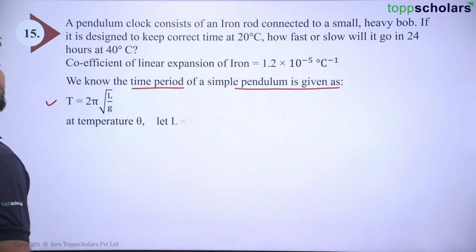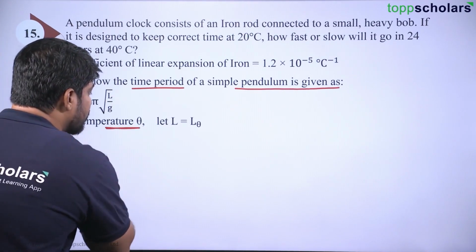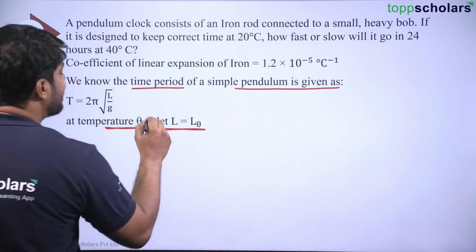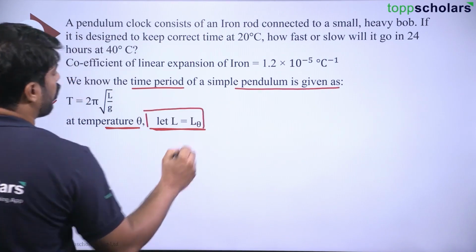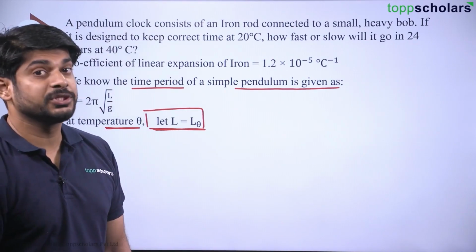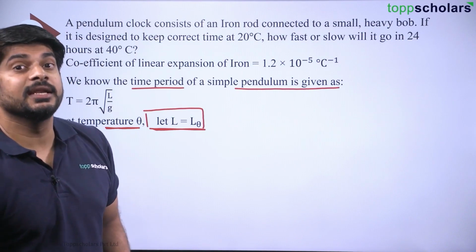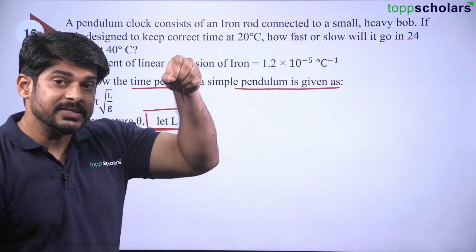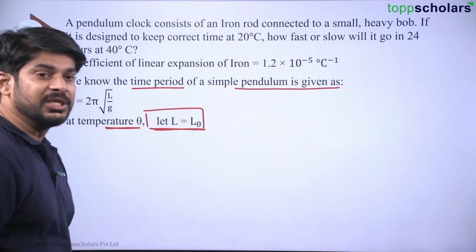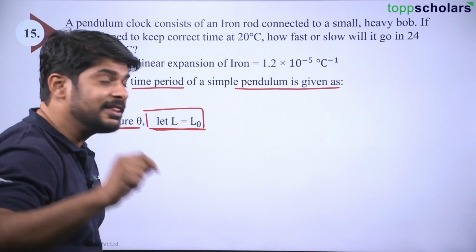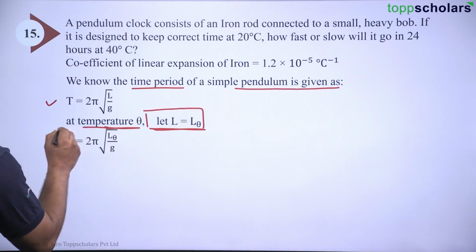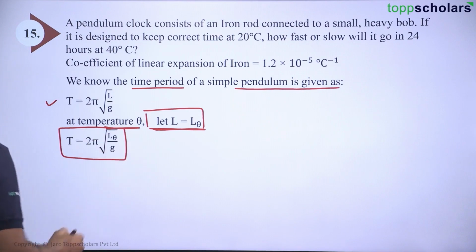Now, at temperature theta, let the length of the rod be L theta, because we know the length of the rod depends on the temperature. If the temperature increases, definitely its length will also increase, isn't it? So let's say at temperature theta, the length is L theta. Therefore we can say T is equal to 2 pi under root L theta upon g.